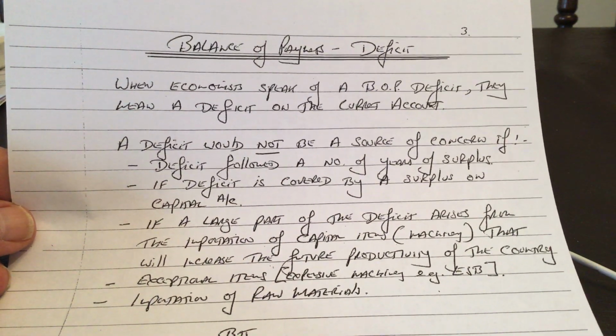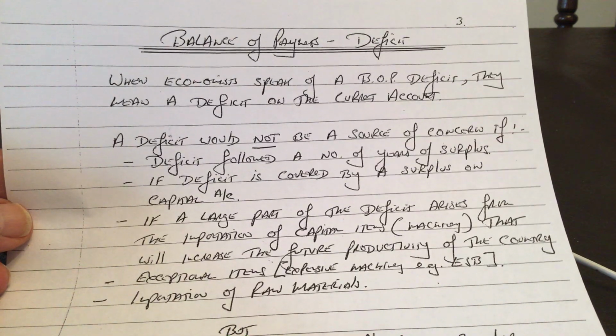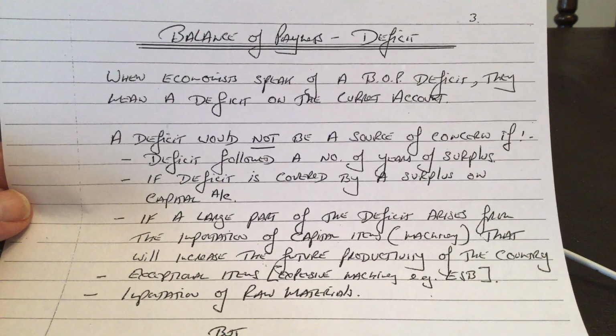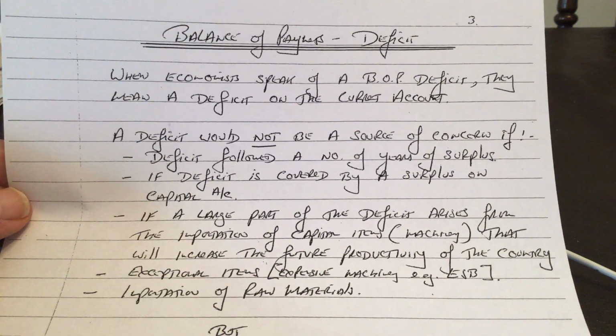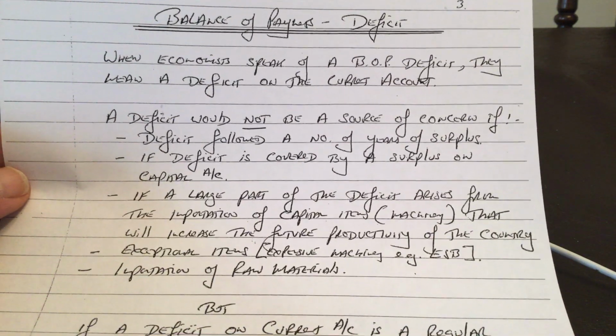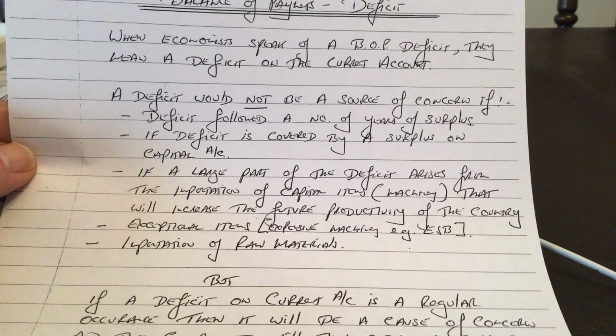Balance of payments deficit. A balance of payments deficit is where our imports are greater than our exports. When economists speak of a balance of payments deficit, they mean a deficit on the current account.